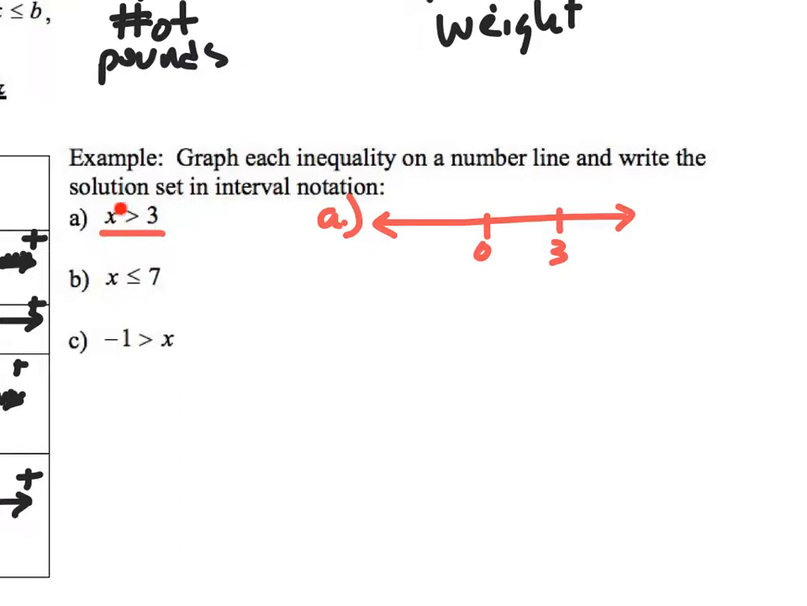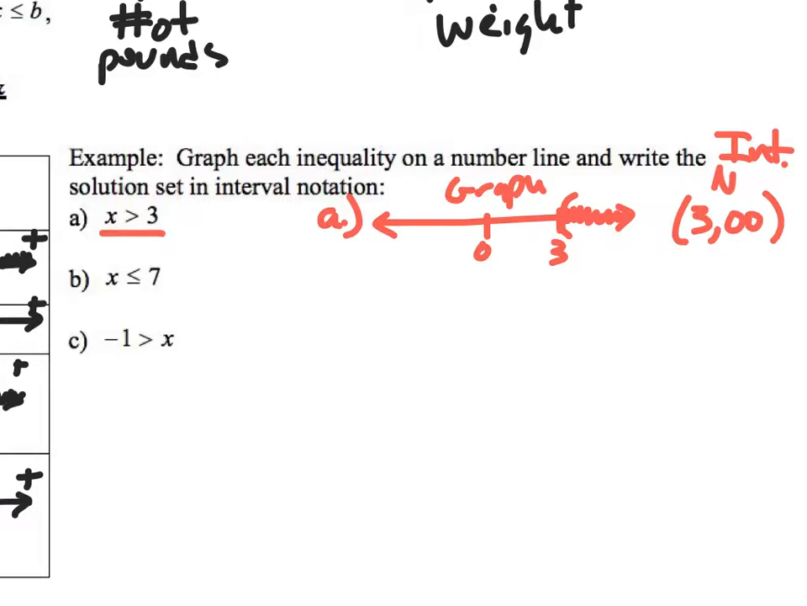The numbers that make this true are numbers like 4, 5, 6, 7, 8, and so on. That's where we're going to shade. Since x is strictly greater than, we use a parenthesis here and shade to the right. Then in interval notation, the solution set goes from 3 to infinity. All three of these things are the same thing. This is my graph, and this is interval notation.